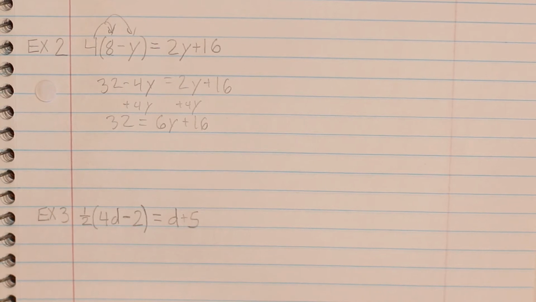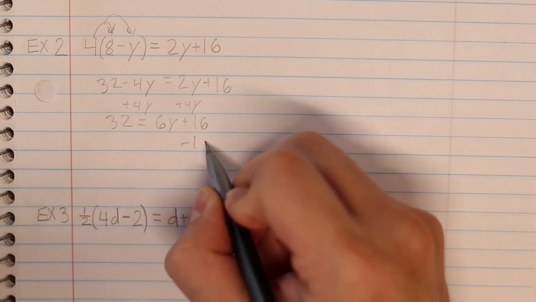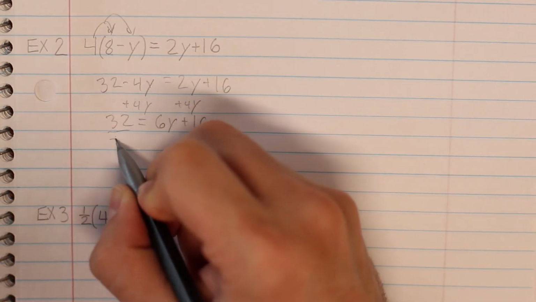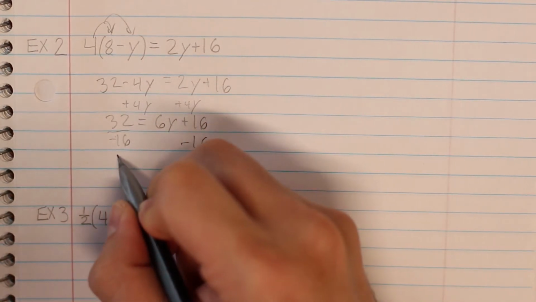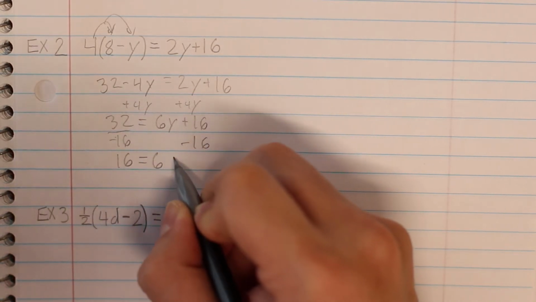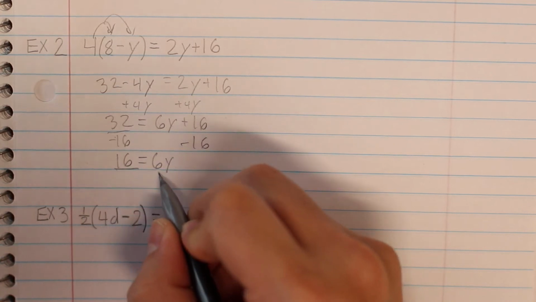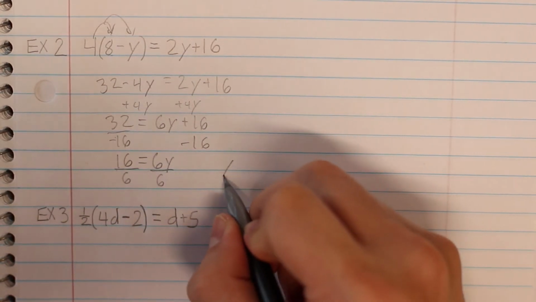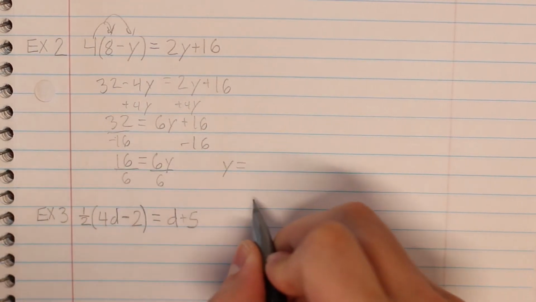Okay? So now we need to subtract our 16 from both sides. Subtract our 16 from both sides. And this would give us 16 is equal to 6y. So we would divide by 6, and you would end up with y is equal to, I went ahead and flipped it, putting my y on this side now.